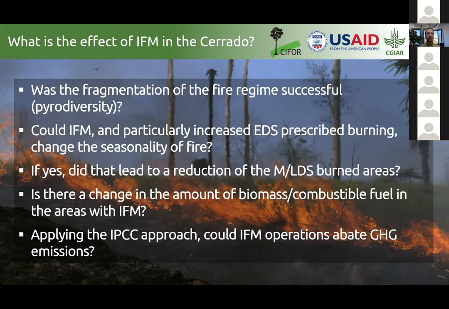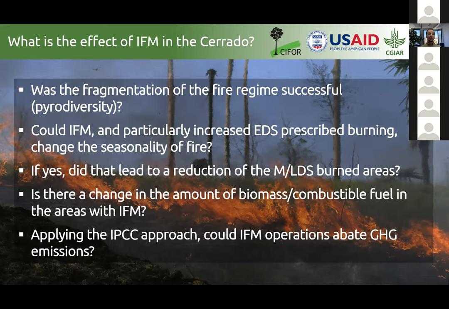So we are addressing some main questions here. Was the fragmentation of the fire regime successful? Was pyrodiversity achieved? Could the IFM, and particularly the increased early dry season prescribed burning, change the seasonality of fire? We've heard about that important aspect earlier. And if yes, did that also lead to a reduction of the mid and late dry season burned areas?